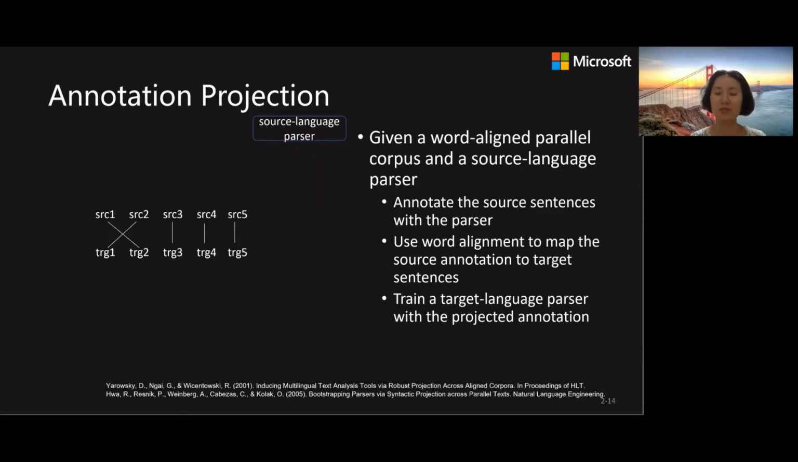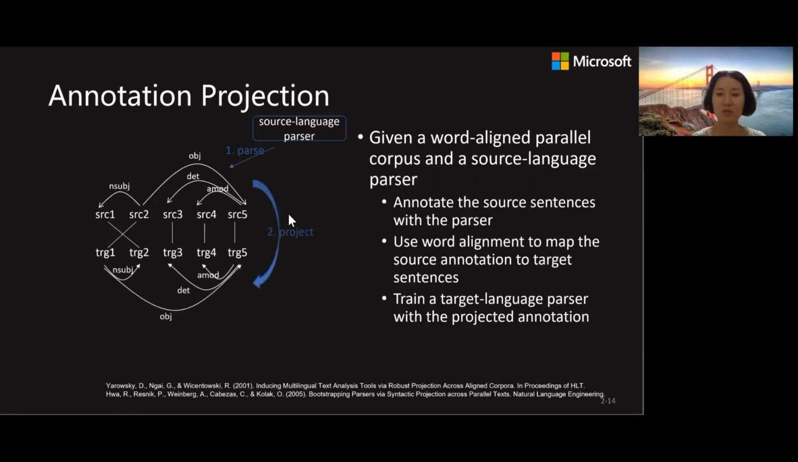A widely used translation-based approach is called annotation projection. In this approach, we are given a word-aligned parallel corpus and a source language parser. There are three steps. First, we annotate the source sentence using the given parser. Then we use the word alignment in the parallel corpus to map the source annotation to target sentences. Finally, we train a target language parser with the projected annotation.